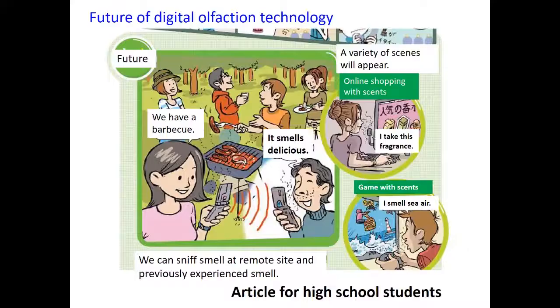And so this is a perspective, and this is actually an article for high school students. And so in the future, a barbecue is performed here. And so this is a mobile phone, and you sniff the smell, and after that, at the remote site, it smells delicious. People say that. This is an online game, and sniffing the smell coming from the game, and this is online shopping, and people can sniff the smell, and purchase the fragrances.